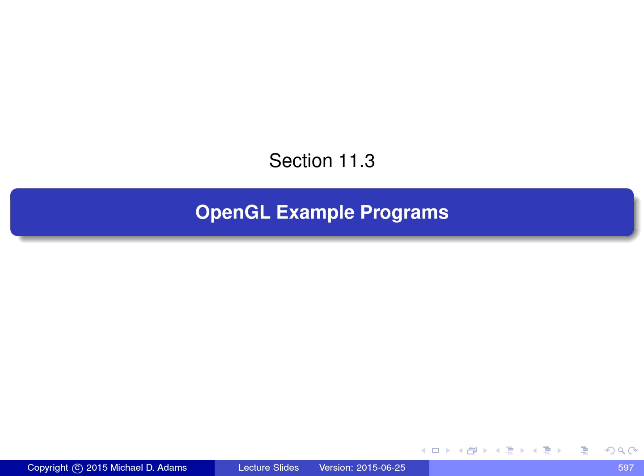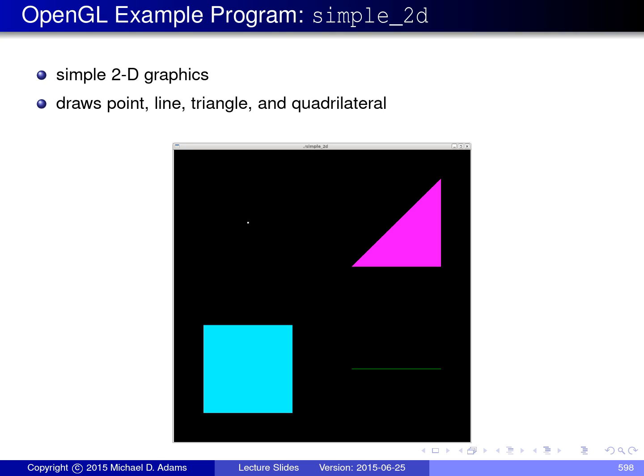Having looked at the OpenGL and GLUT library on the earlier slides, we're now in a position to look at some actual example programs using OpenGL and GLUT. So this is what we're going to look at in the next several slides. The first program we're going to look at is called Simple2D, and it's just a simple 2D graphics program, as the name suggests. It draws a point, a line segment, a triangle, and a quadrilateral, and the graphics output looks something like what's shown in the figure on this slide.